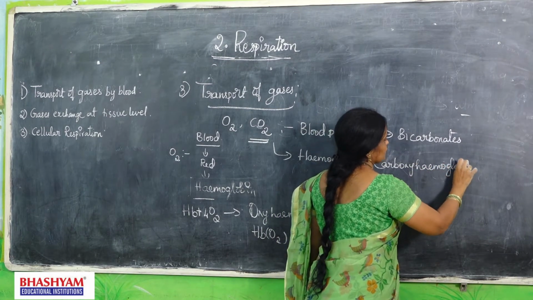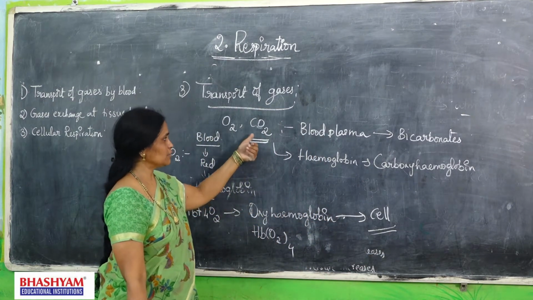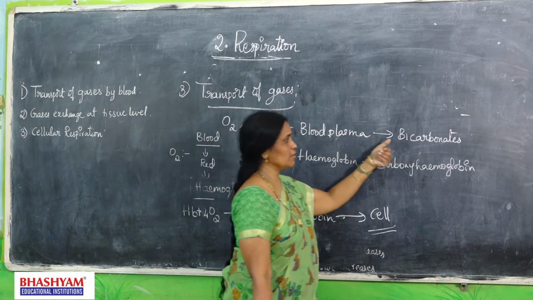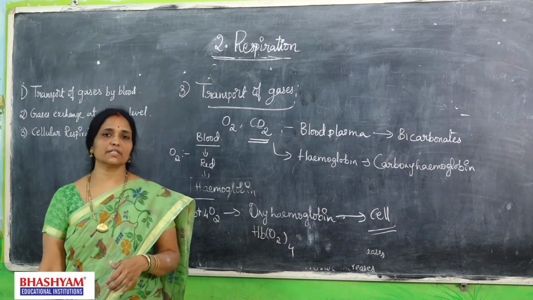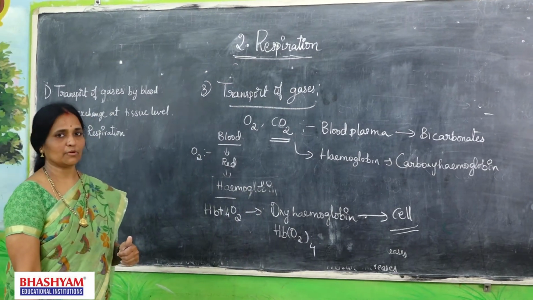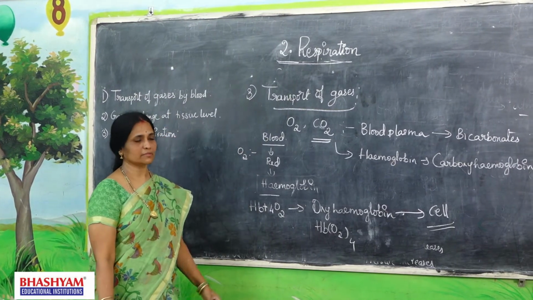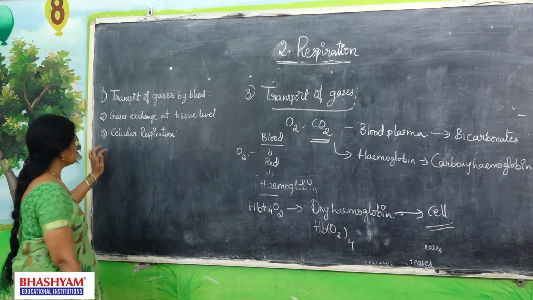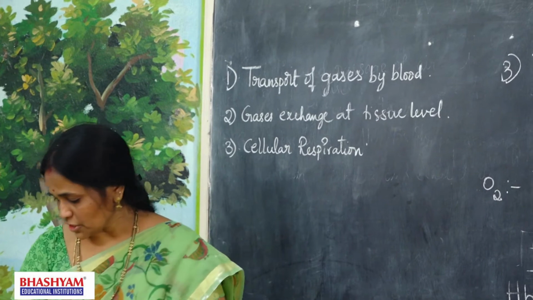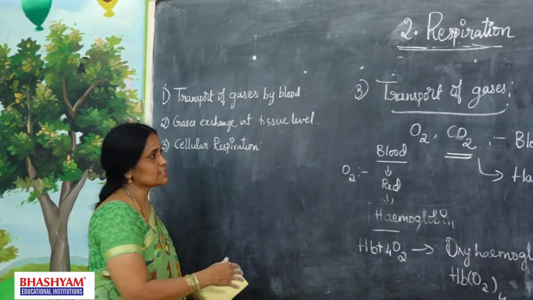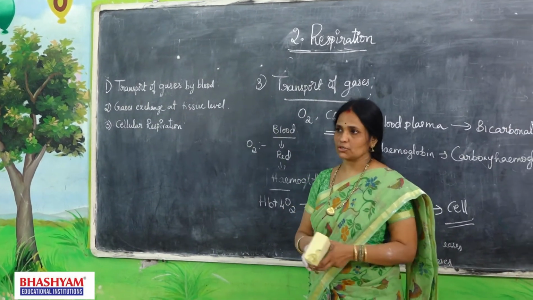So transport of oxygen takes place in the form of oxyhemoglobin, and transport of carbon dioxide takes place in the form of bicarbonates, and a very small amount of carbon dioxide is transported in the form of carboxyhemoglobin. So that is how transport of gases takes place with the help of blood. Coming to the next topic, gas exchange at tissue level. Initially we discussed how exchange of gases takes place at lungs level. Now a second exchange of gases takes place at tissue level.